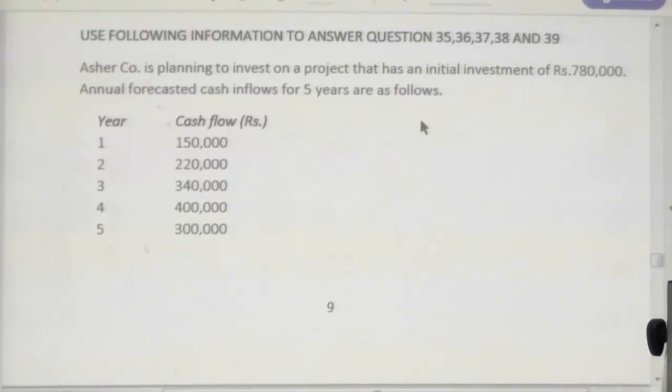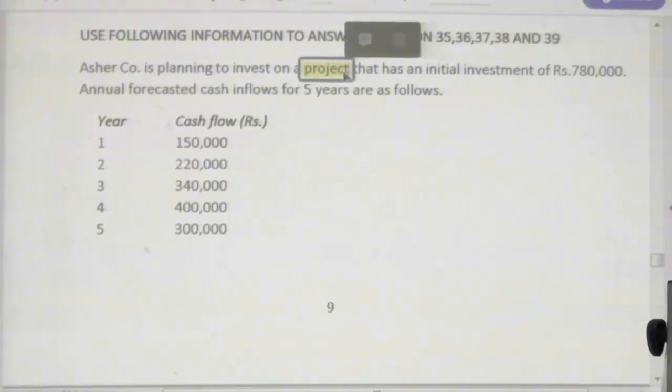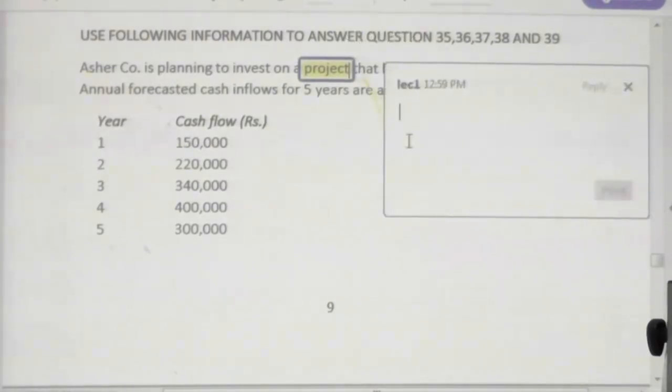Before moving to this, let's see what are the project appraisal techniques. Here this is a project. Now you have to remind what are the project appraisal techniques available, right? We have payback period. Payback period is one project appraisal technique, or you can use discounted payback period, or you can use accounting rate of return.